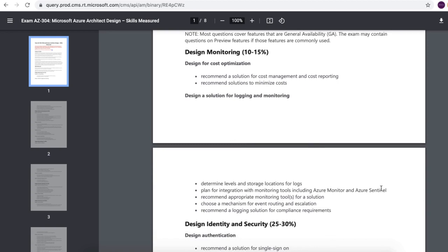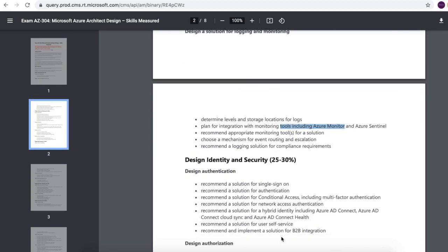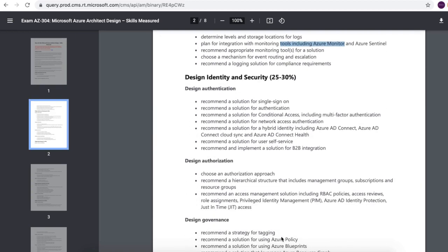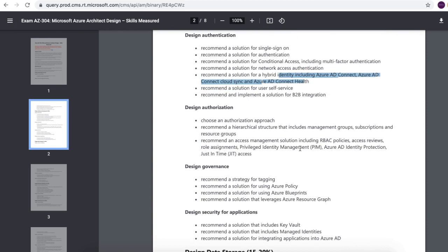configure this. So moving on to the second section, which is worth 25 to 30%, you really need to understand Azure AD. And this is because from my experience, a lot of the questions that I had were related to Azure AD. Access management is another important topic to understand, as well as management groups. So yeah, just ensure you understand all of that good stuff.